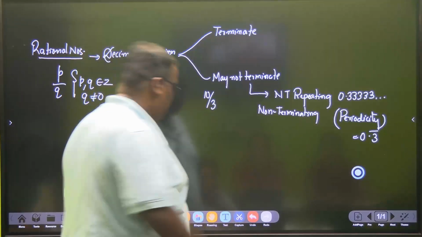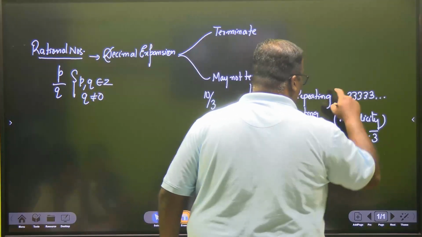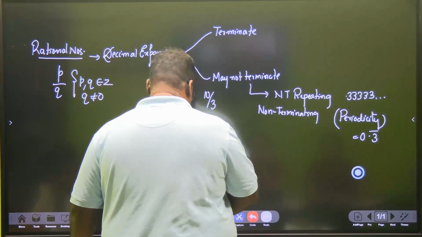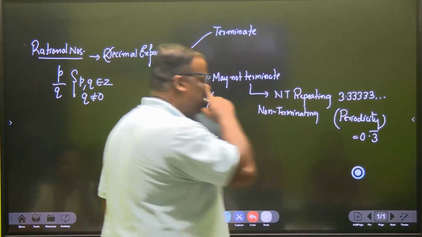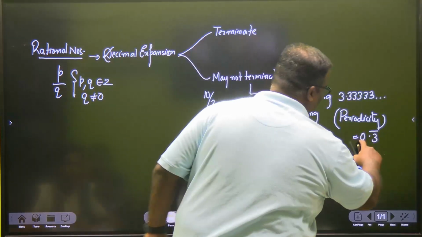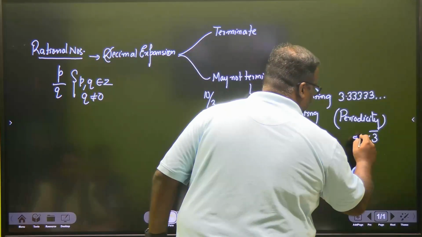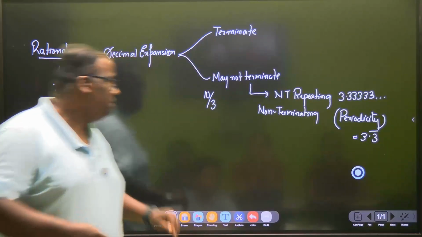It will be 3.33. Sorry, son, 3.3333. So this number would be 3.3 bar. Have you understood this?